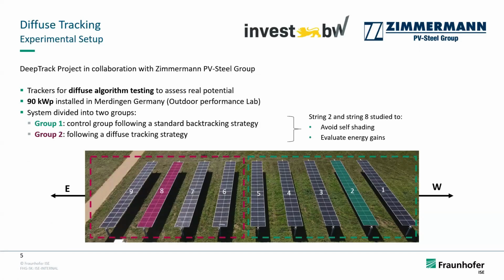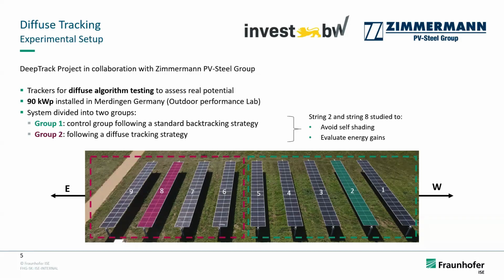And therefore, to meet this gap and to answer the research question, we started the Deep Track project in collaboration with Zimmermann PV Steel Group. And here you can see a picture of the system, which is 90 kilowatt peak, installed in the southwest of Germany in Merdingen in our outdoor performance lab. And we divided the system in two portions. So we have group one, which is our control group, which follows a backtracking strategy. And then we have group two, which follows a diffuse tracking strategy.